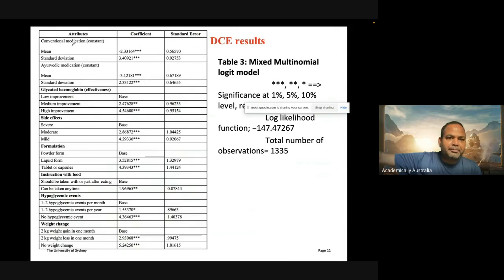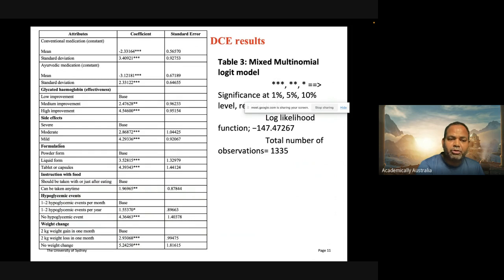Here are the attributes we were analyzing, coefficient and standard error and all those things. So we see which factor the patients gave more preference to. For example, effectiveness, side effect, formulation, or instruction with food, hypoglycemic event, or the weight change. These six factors are very significant for a patient.